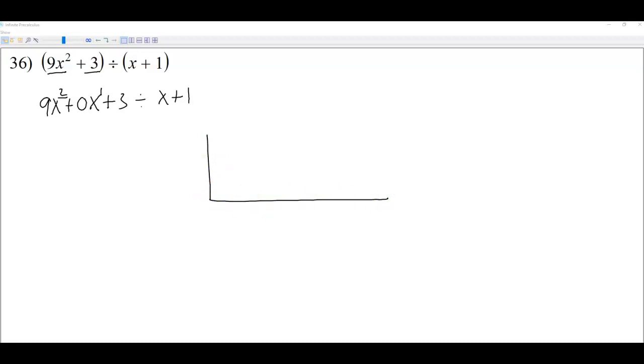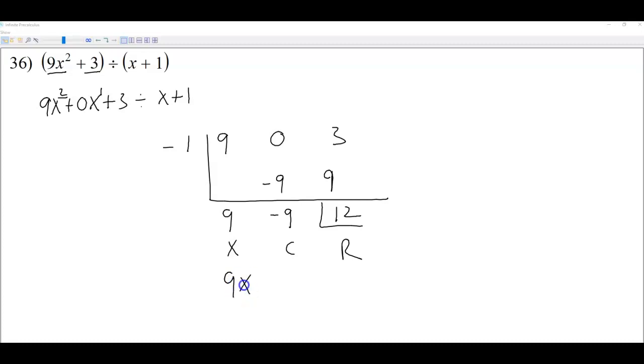So, to continue, the process on 36 after this is basically the same thing we did in 34. So we have 9, 0, and 3 here, and a negative 1 here. Bring down your 9, multiply the 9 and the negative 1, add down, multiply 9 and negative 1 to get negative 9, and add those together to get 12. This is my remainder, this is my constant, and this is an x. So the final answer is 9x minus 9 plus a remainder of 12 over x plus 1. And there's our final answer there.